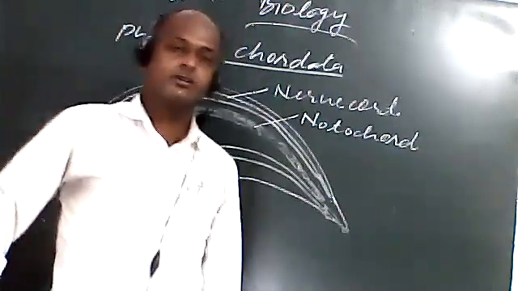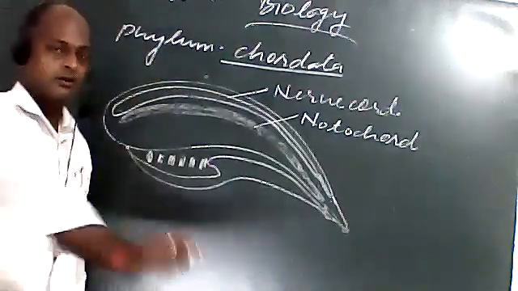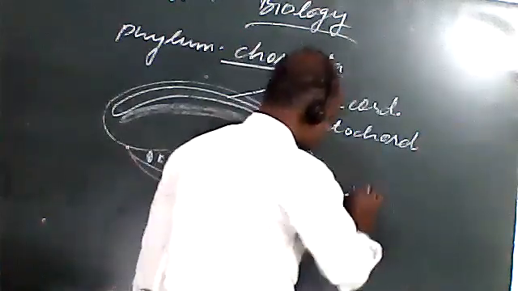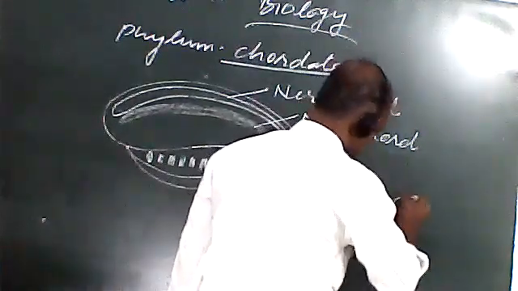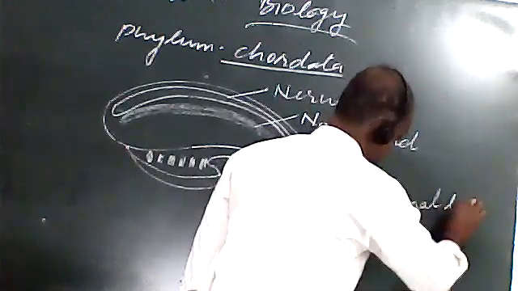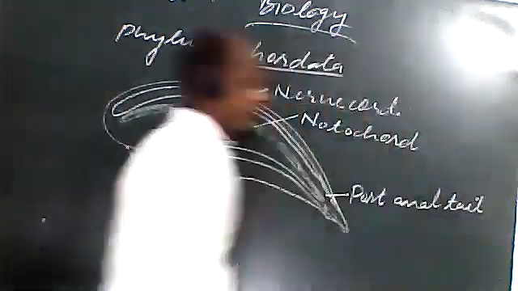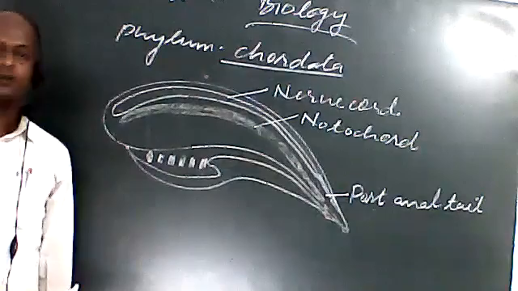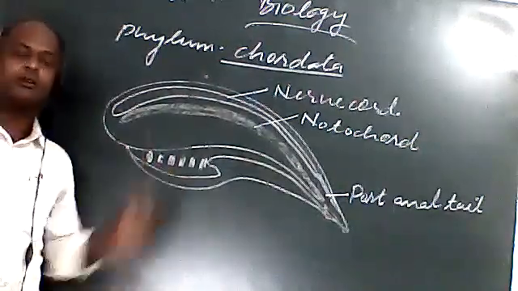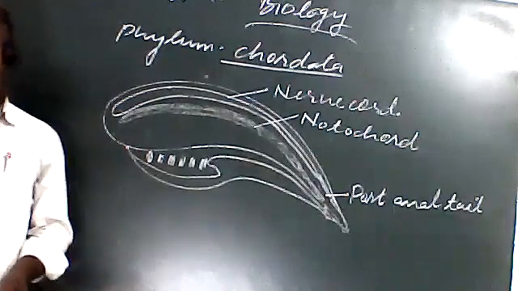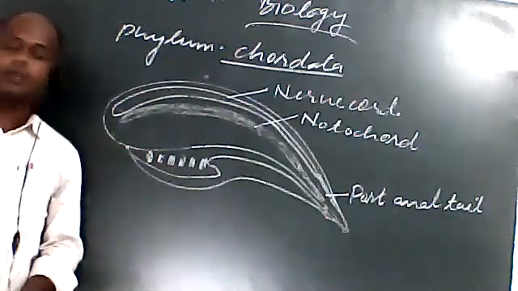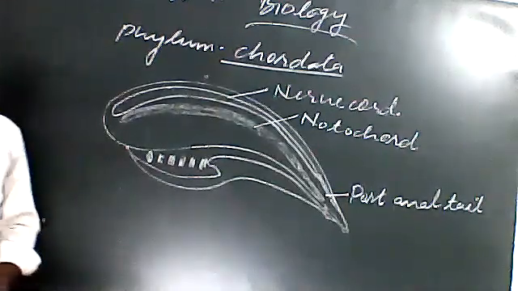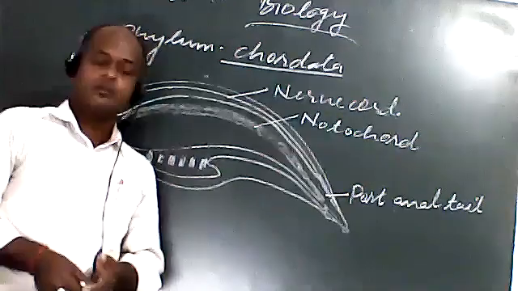These are the organisms in which there is the presence of a tail portion, meaning there is the presence of a post-anal tail. If you see the structure of organisms, it will be seen in the same way. These are the organisms which have some extra characteristics due to which they are called chordates.